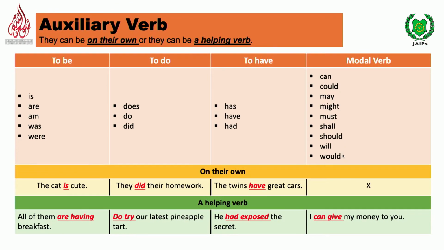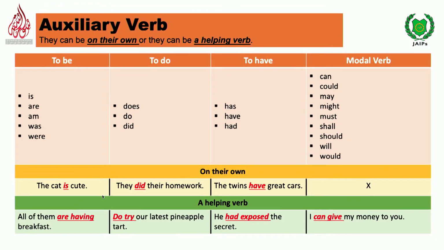For your information, auxiliary verbs can either be on their own or they can be a helping verb. So, let us look at how the auxiliary verbs are used on their own. You can see here, the one in yellow. For example, we have the cat is cute. We use the word is. Only one word, is. So this is on their own.